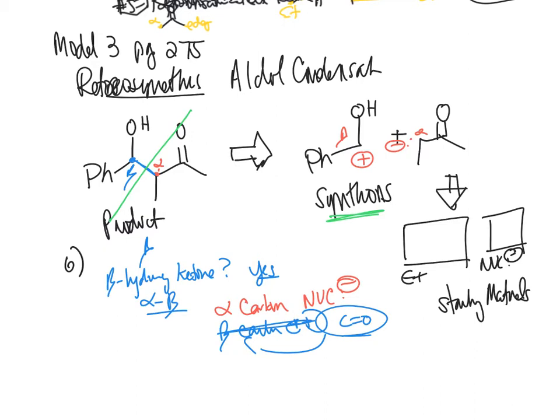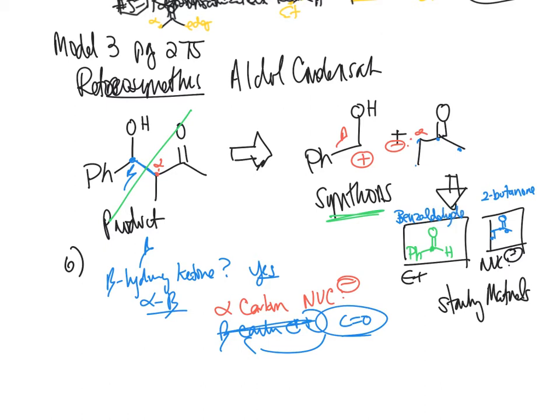Finally, convert the synthons into actual reagents that could be used for the aldol. So you do this here. So here you would write pH and make that a carbonyl. Okay, so that's an aldehyde. And then over here, you just redraw it. 1, 2, 3, 4. So that is 2-butanone, and this is benzaldehyde.